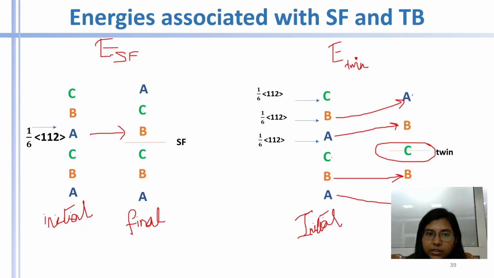Now we have to compare the energetics. Initially both are the same, right? In the final, which one is more energetically stable and which one is more energetically unstable, we will look at. So how to see? Here this A layer was there, then this B layer, then C. Now this B layer is directly on top of this B layer, right?